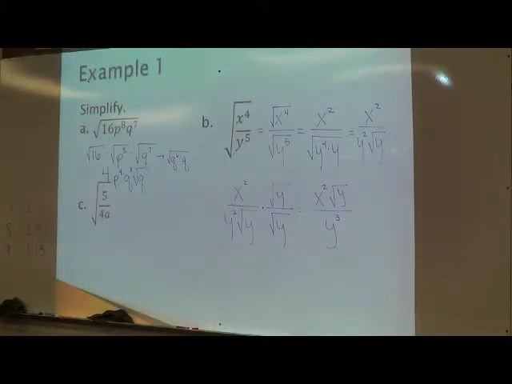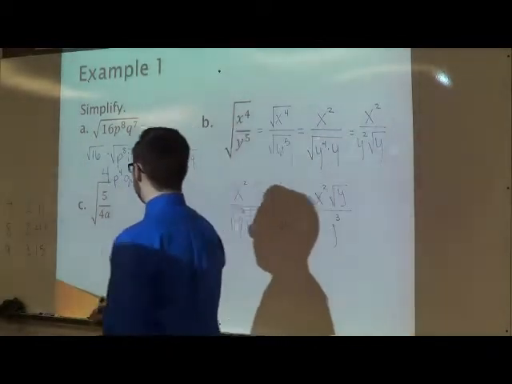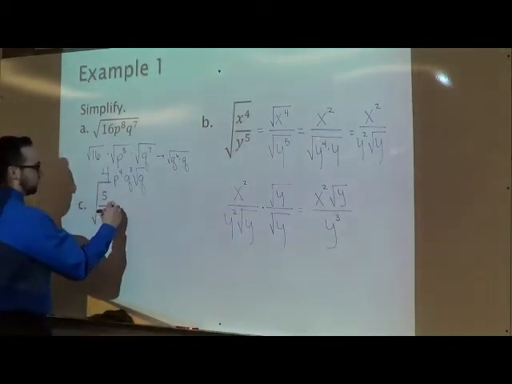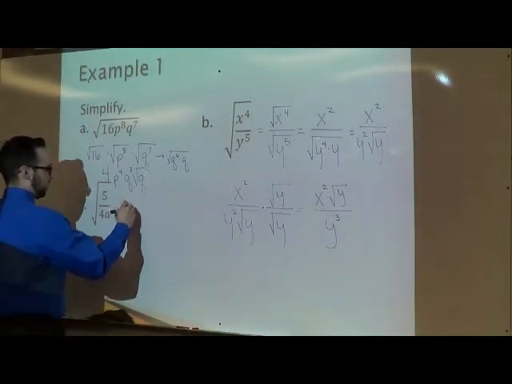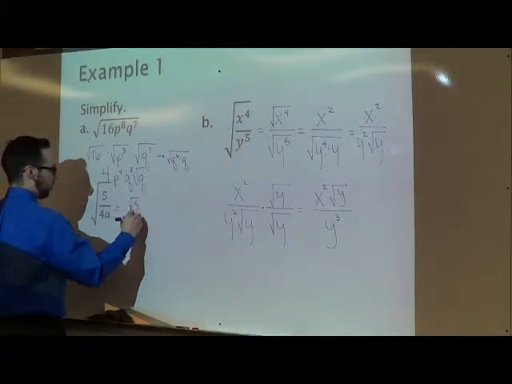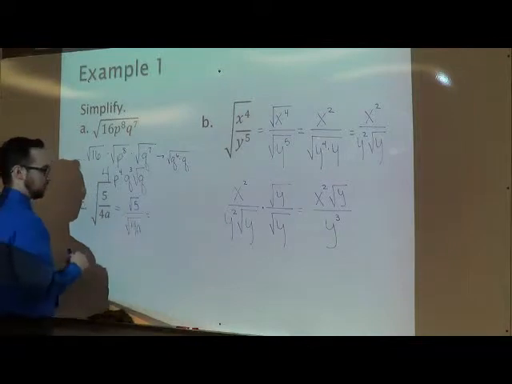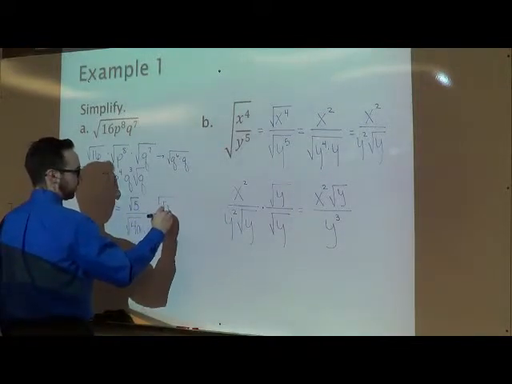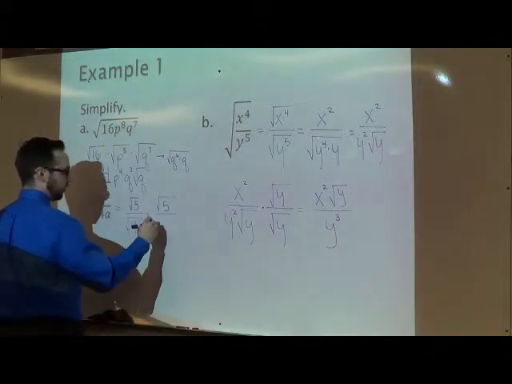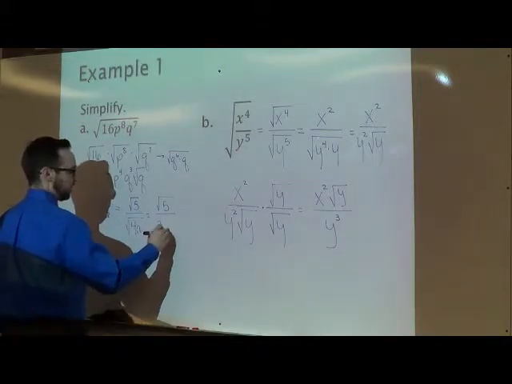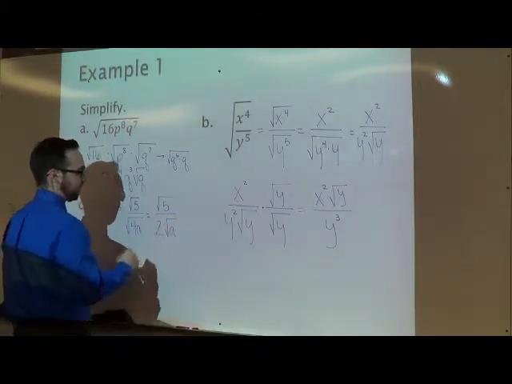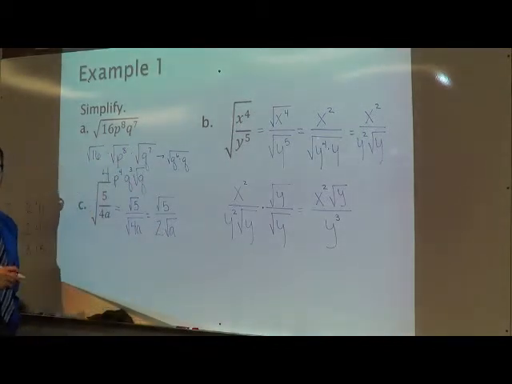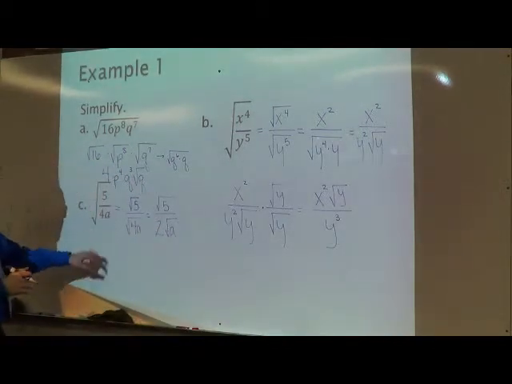So very similar thing's going to happen with letter C over here. When I separate this, we're going to get the square root of 5 over the square root of 4a. Square root of 5, nothing can happen with. The square root of 4 is 2, and then we're left with the square root of a. I can't be left with the square root of a. That's a radical in the denominator.